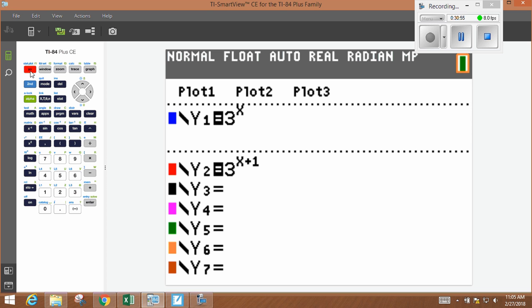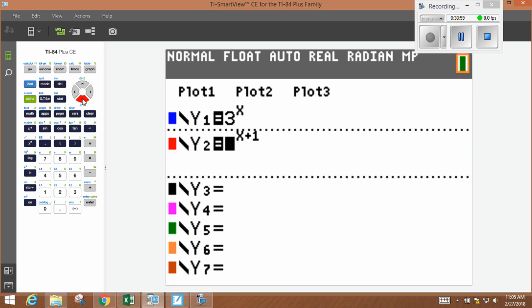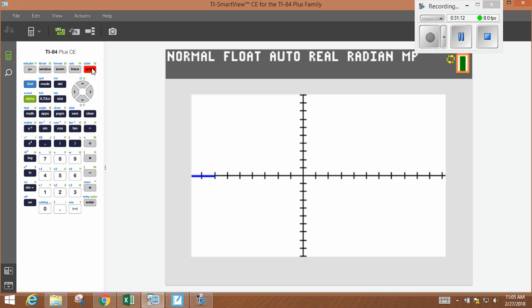Real quick, it's not on there, but I want to look at this as well. What happens if we go 3 to the negative x power? What happens there? Ooh, it's a reflection about the y-axis.